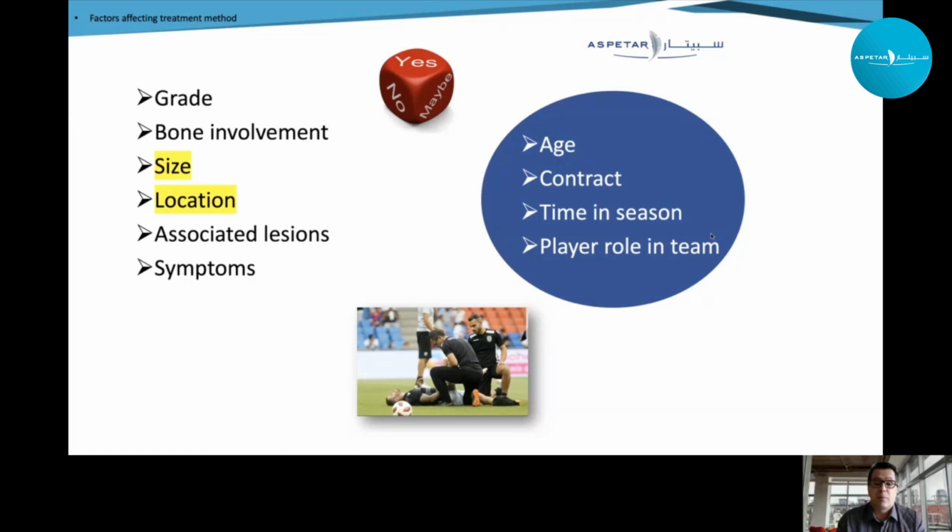In order to address what is the proper method, typically for the general population we take into account these parameters: size, location, bone involvement, and other lesions and symptoms. But in the case of athletes, we also need to address these parameters: age, whether there's a contract or not, and time inside the season. When was the diagnosis made: at Christmas, at the end of the season, at the beginning of the season, in pre-season? And the player's role in the team also plays a role. You understand that a substitute, a high prima donna player, a very important player for the team, needs to play until the end of the season at least.